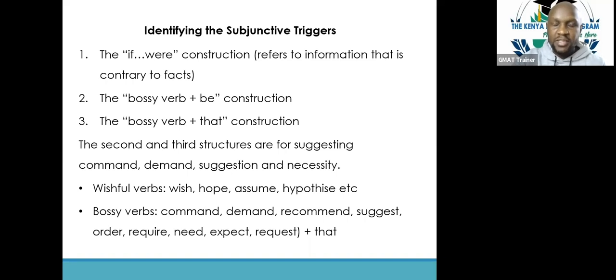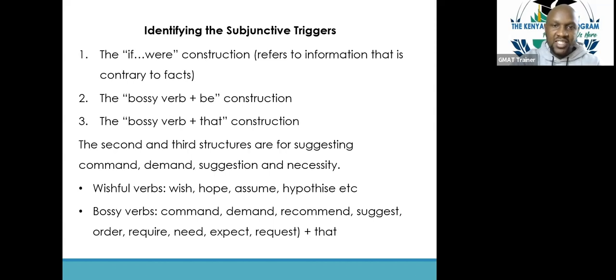So let's identify the different subjunctive triggers that exist. So in the previous examples, we identified the if-were structure that's critical to some of these subjunctive statements. And that's what is identified in point number 1 here, the if-were construction. So this specifically refers to information that's contrary to facts as well as hypotheses, as we identified earlier. So a second structure uses the bossy verb plus the verb to be in the construction, and then also another structure uses the bossy verb plus that in the construction. So we're going to be seeing some of these examples very soon.